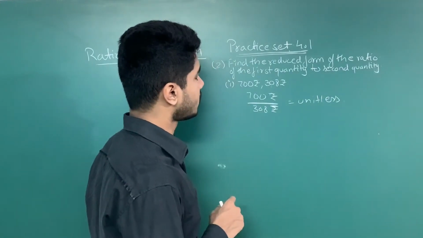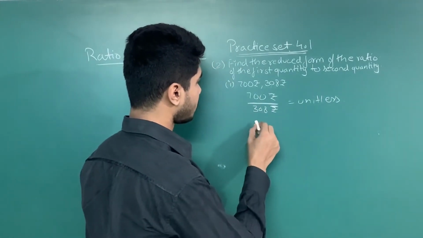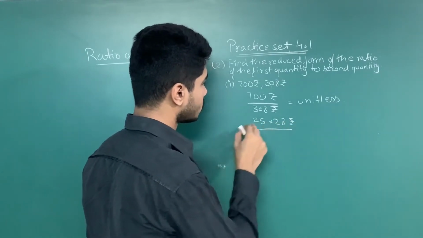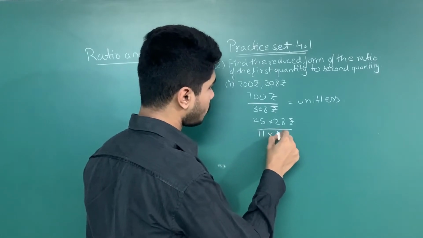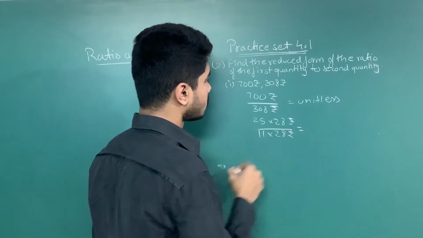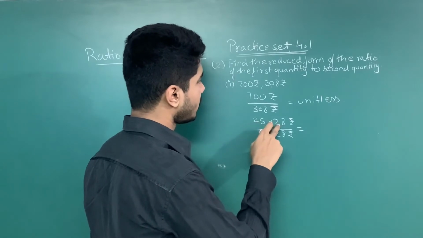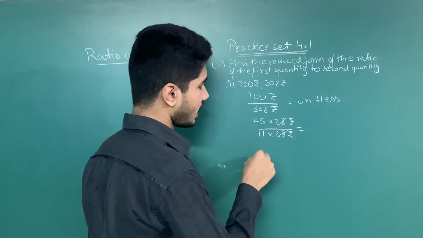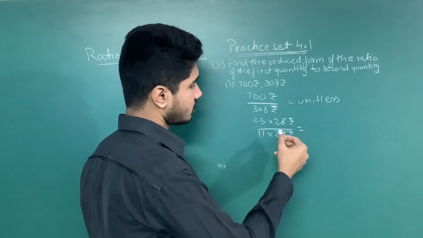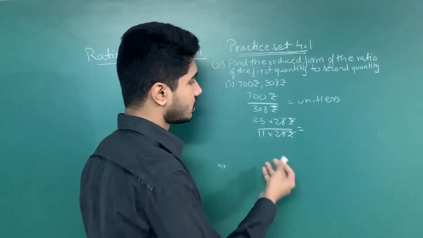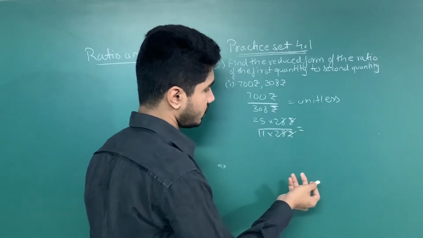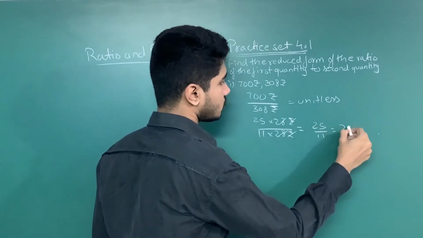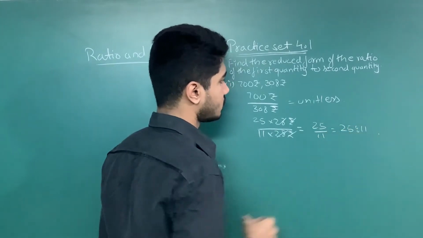So 700 upon 308. We'll write this in reduced form. That is, 700 can be written as 25 into 28 rupees, and also this as 11 into 28 rupees. 700 को हमने 25 into 28 लिखा और 308 को 11 into 28 लिखा. So यहाँ पे 28 और 28 cancel होता है. Now why does it become unitless? Because the unit also gets cancelled with that. Or you can say it's always equal to each other. So you are left with 25 upon 11. So the ratio you get is 25:11.